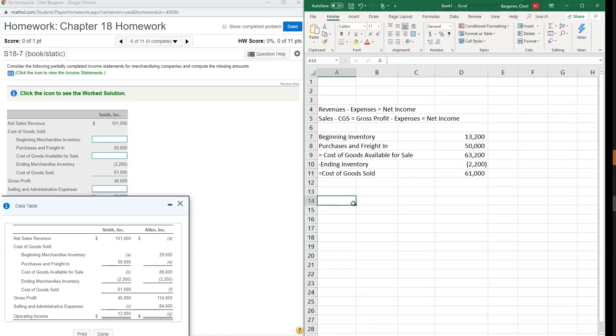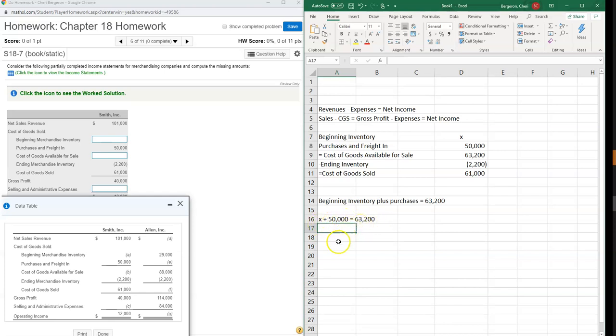Let me give you another way that you may have learned in algebra. We know that beginning inventory plus purchases equals 63,200. All right, we don't know beginning inventory. That was the number that we don't know. So I'm going to put a little X there because that was the number we don't know. All right, so I can say X plus 50,000 equals 63,200.